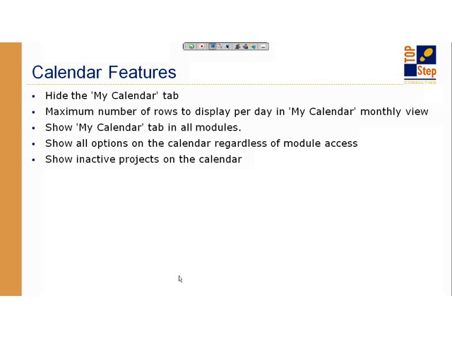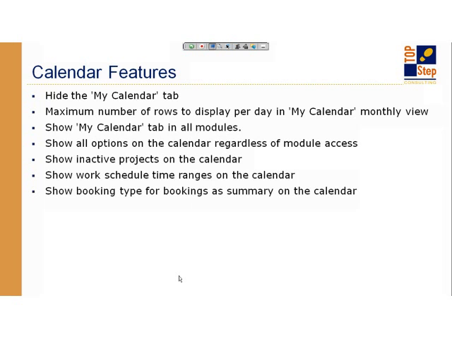If you wanted to show inactive projects, you certainly can, but typically if it's inactive, you don't want people to be working on it. And then work schedule time ranges. So if you didn't know this, in the OpenAir work schedule or company calendar definition, you can actually define the start and end time of a day. That's one of the features in the calendar itself. So of course, if you have the start and end time of a day defined in the calendar, you can display that on the OpenAir calendar itself.